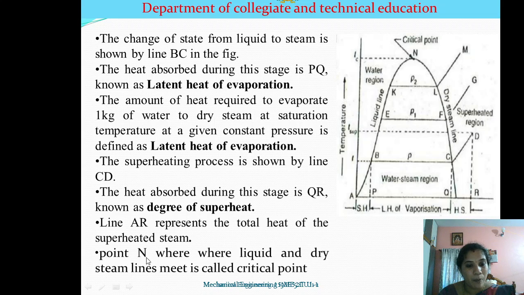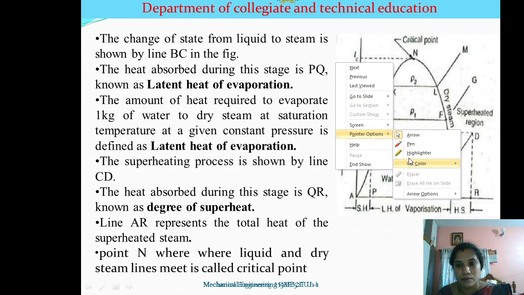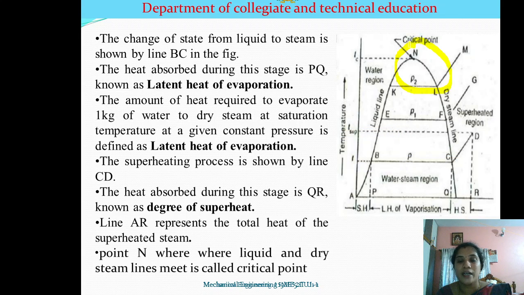So again you can see here the point N where the liquid and dry steam lines meet. The point where the liquid line and the dry saturated steam line meet is called the critical point. The temperature at the critical point is called the critical temperature, and the pressure at the critical point is called the critical pressure. So the critical pressure of the water is 227.6 bar and temperature is 375 degrees Celsius.